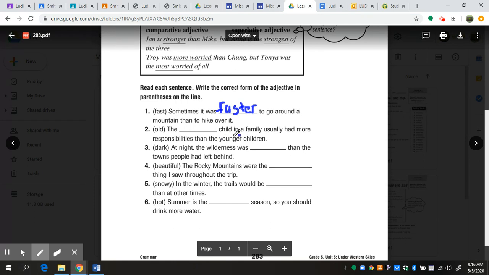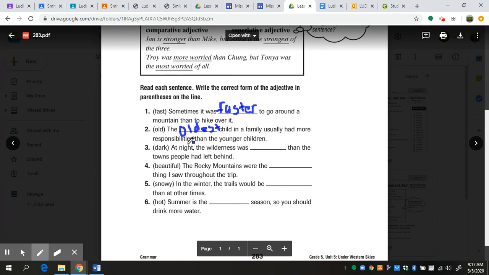Number 2, the blank child in the family usually had more responsibilities than the younger children. Now, we don't know for sure if this is one to one, but while we're reading it, it indicates to us that this child is the oldest in the family. So we would use a superlative adjective. O-L-D-E-S-T. Sorry, guys, you know I'm terrible at this. So oldest. The oldest child in a family usually had more responsibilities than the younger children. So I'm comparing this one child to all the other children in the family. That's why I use superlative and it's oldest.